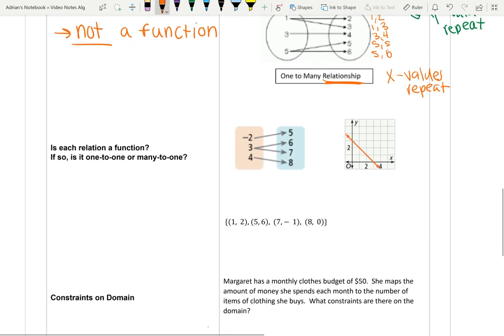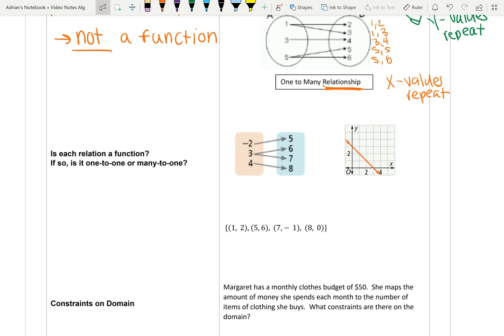Okay, now we're going to look at 3 more examples of that here. So we'll look at our little xy chart here first. So it just wants to know, is it a function? And then it wants us to label it. Is it a one-to-one? Is it a many-to-one? Or is it one-to-many, which means it's not a function? So looking at this first one here, I have -2 to 5, but my 3 goes to 6 and to 7. So looking at that as points, I would have -2, 5, 3, 6, 3, 7, 4, 8. My x values over here are repeating, so it's not a function. My x values cannot repeat.